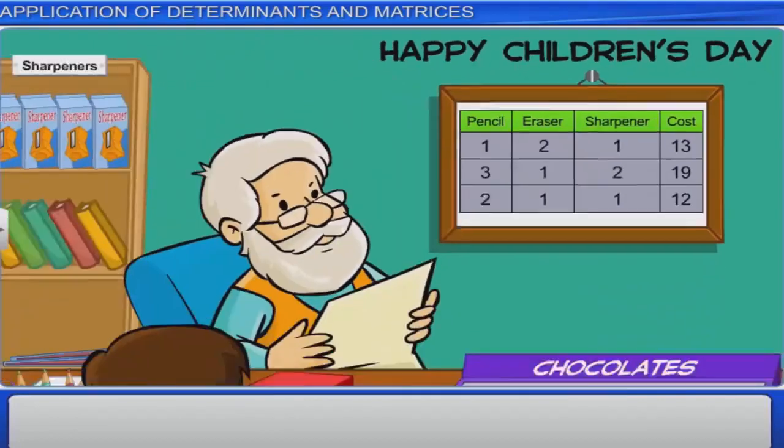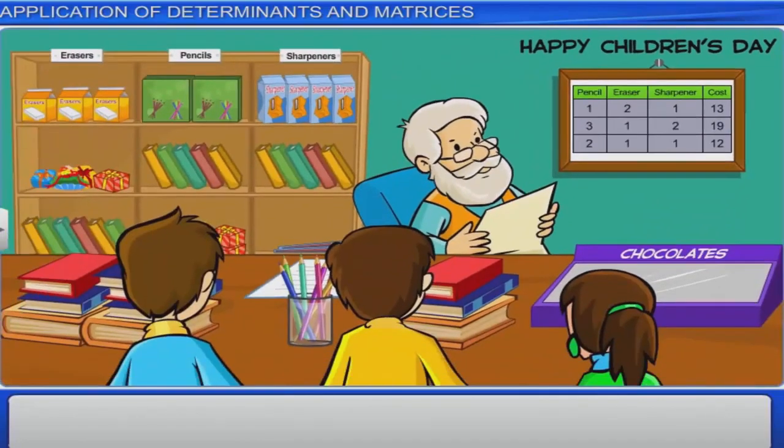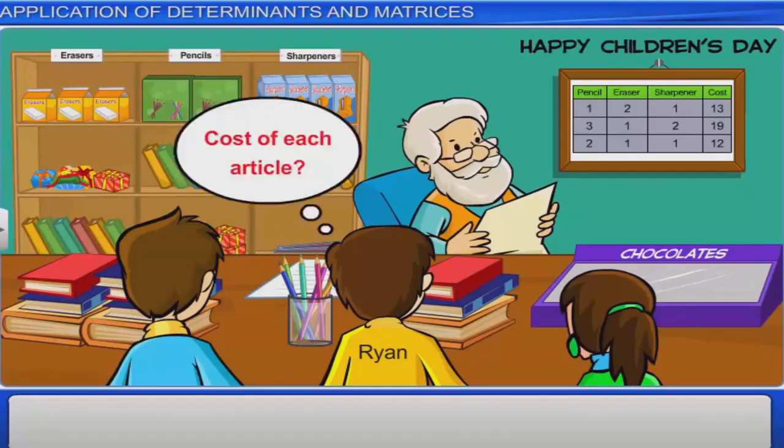The offer pulled in many students. Ryan was one of them. Being very intelligent and curious, Ryan thought of first calculating the cost of each article before purchasing them. So he begins by expressing the given information as a system of linear equations.